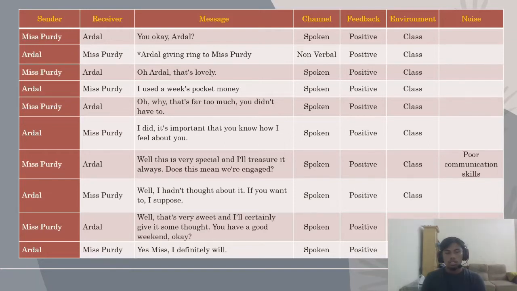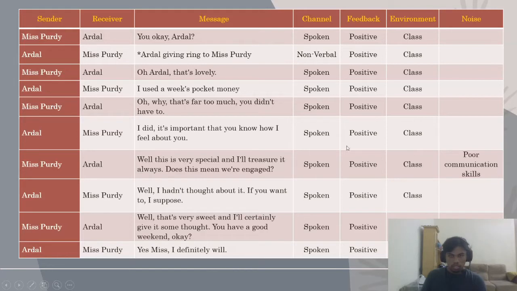Miss Purdy then said to Ardil, "Well, that's very sweet, and I'll certainly give it some thought. You have a good weekend, okay?" It is spoken and has positive feedback, and Ardil replied with, "Yes, miss, I definitely will," which is also spoken and has positive feedback.